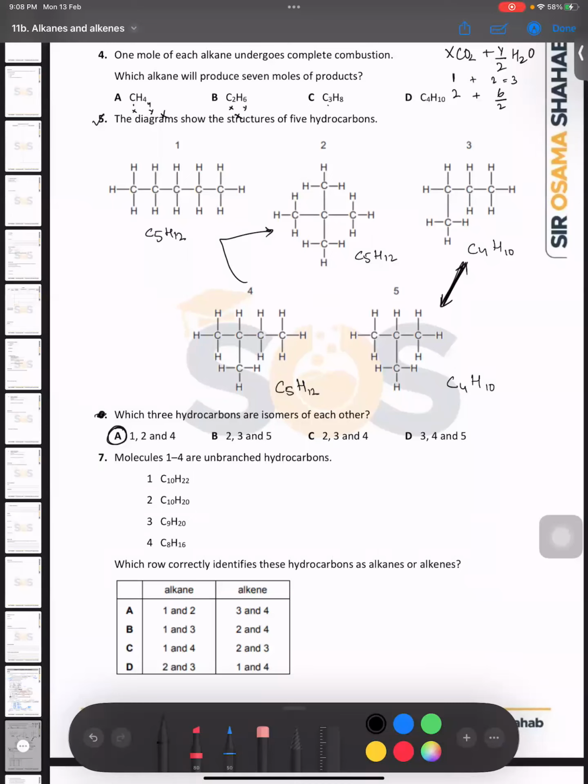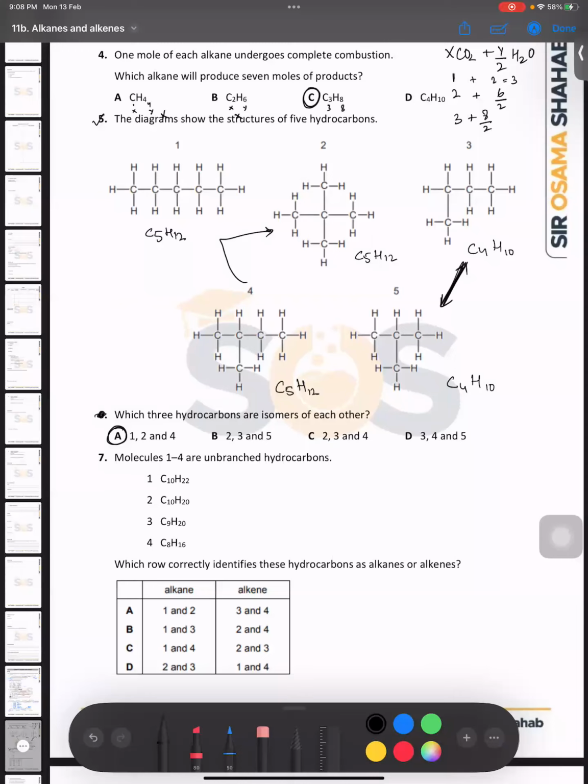And over here, 3 and 8. 3 plus 8 by 2, it will give you 4 plus 3, 7 molecules. So the right answer will be C. Is that right, Bacho? Yes, sir. I think you remember the thing that we talked about in combustion, right?